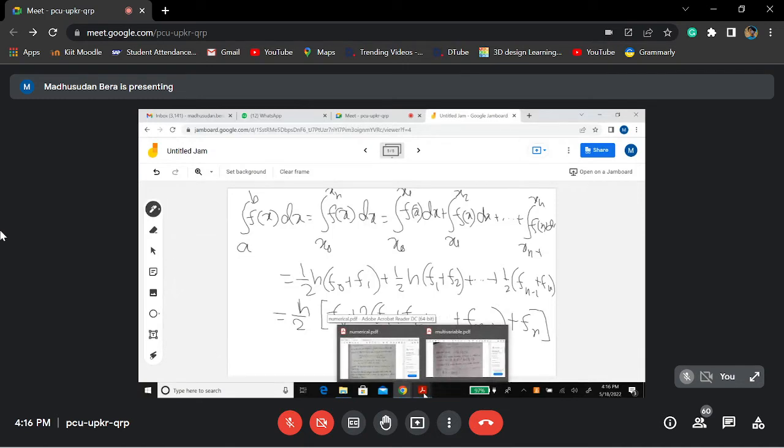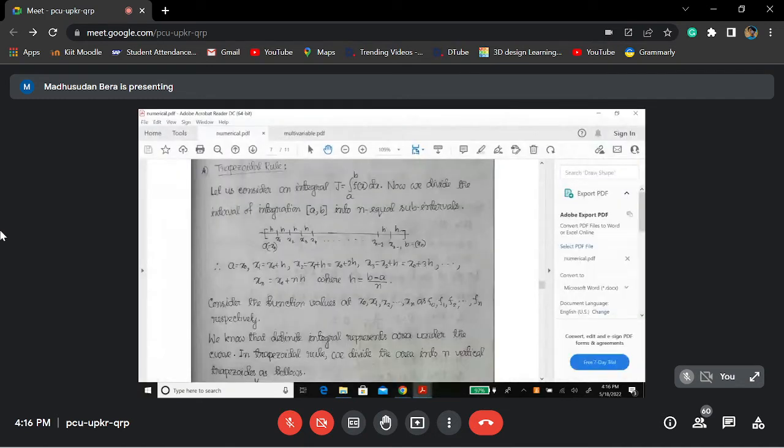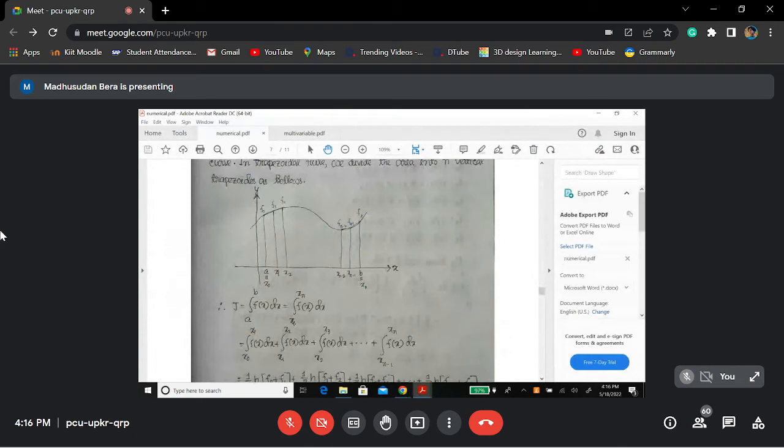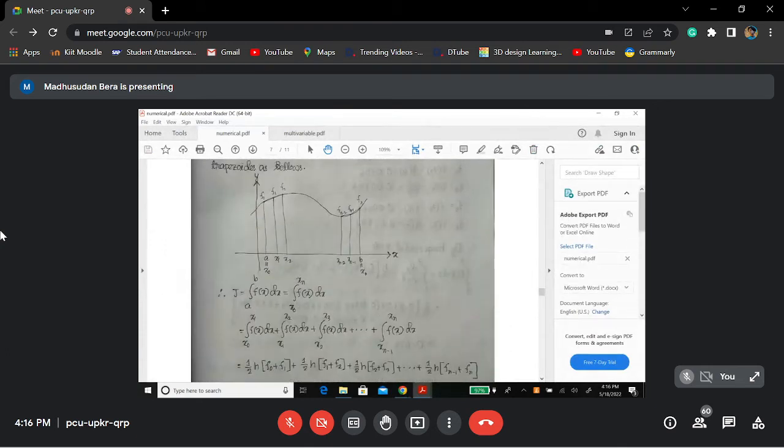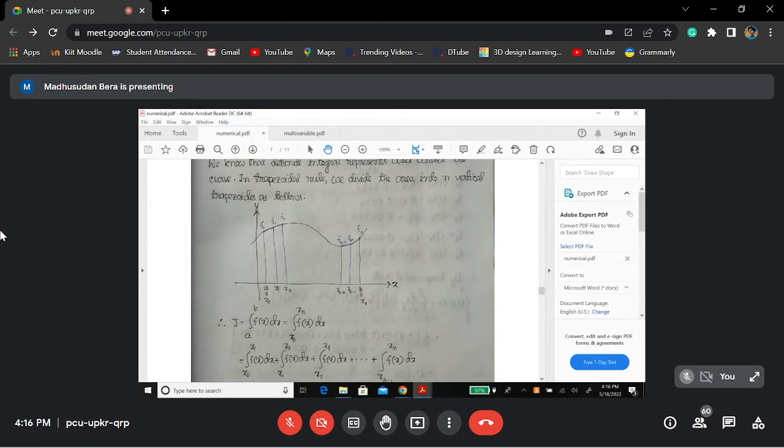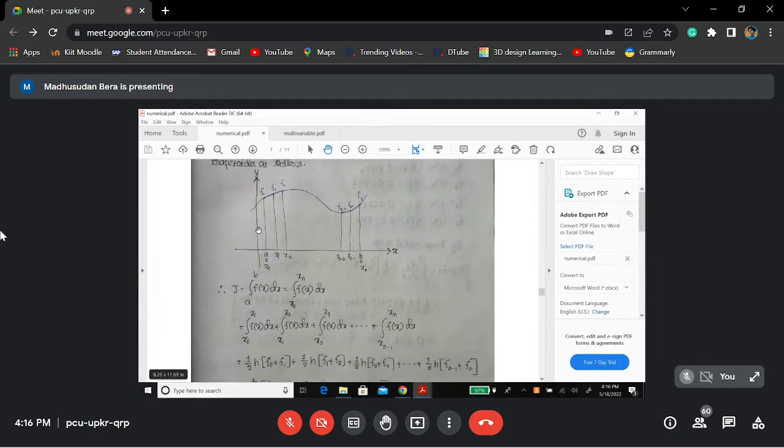Yes, sir. Okay. I will show you the notes so you can get it easily. In fact, Joydev sir will share also. I think Joydev sir shares in the notes or not? Yes, sir. Same. Maybe same notes.